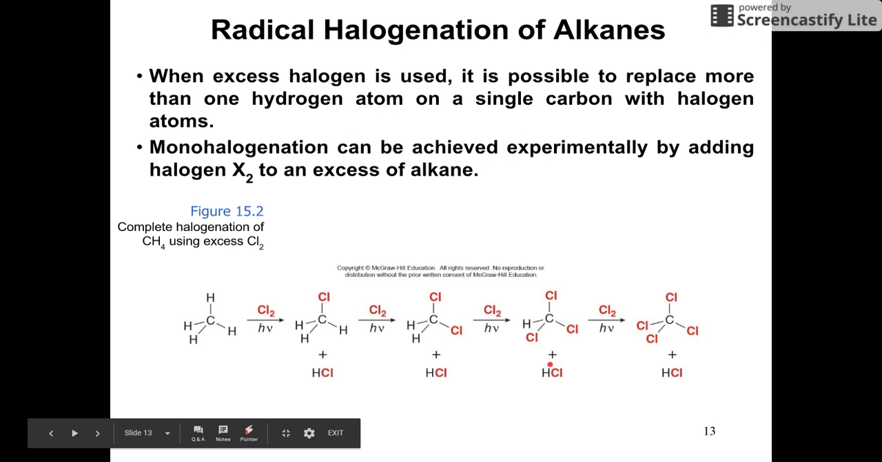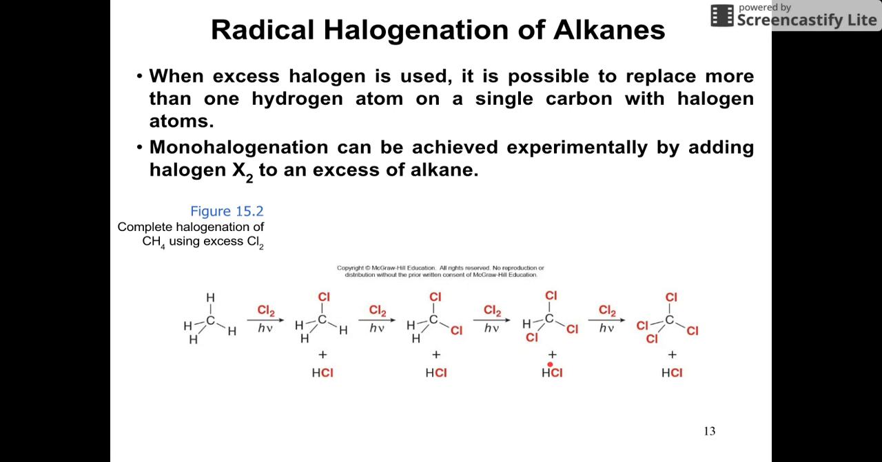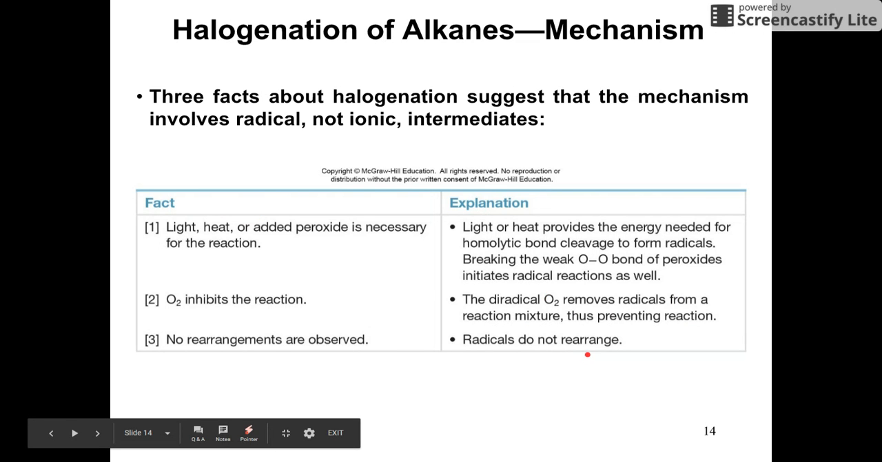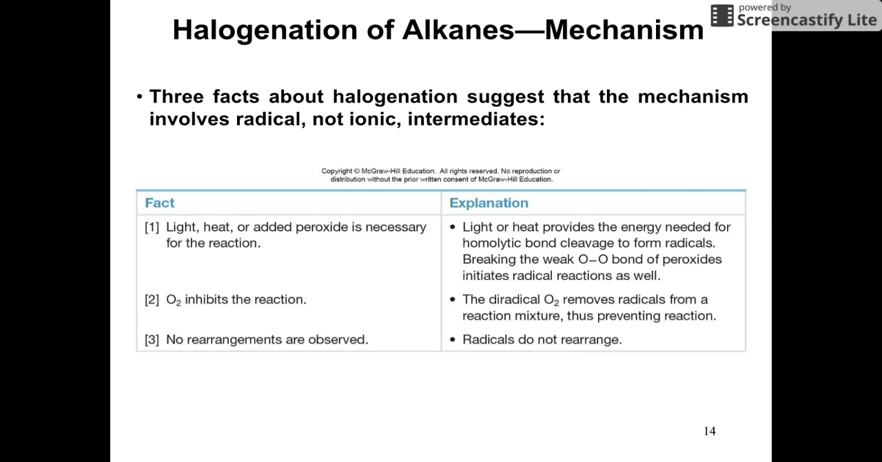Now, if we have a lot of halogen around and not as much alkane, you're going to get multiple sites being halogenated, and you can see that here in figure 15.2. So if you want monohalogenation, you typically use an excess of the alkane, and that allows you to get monohalogenation.